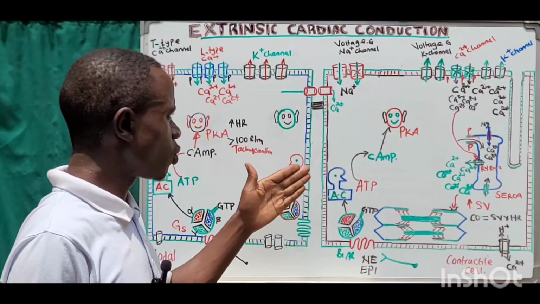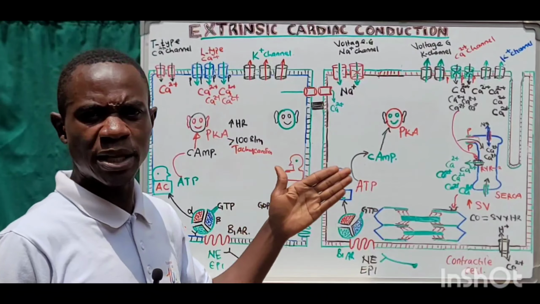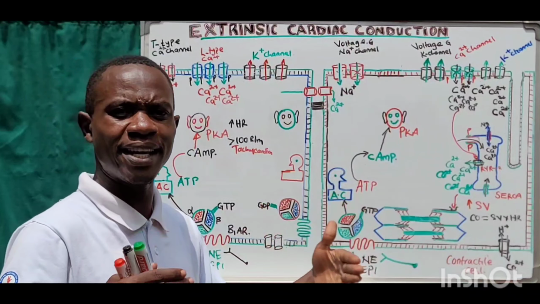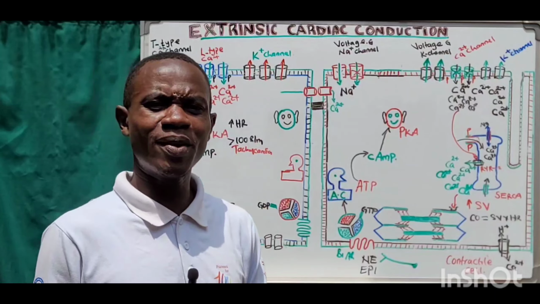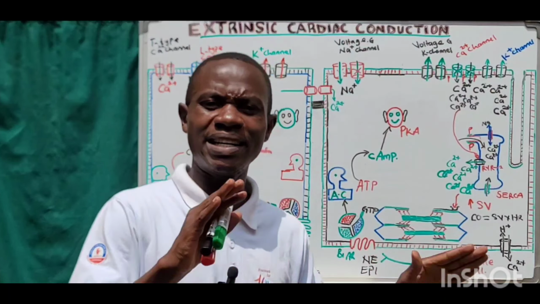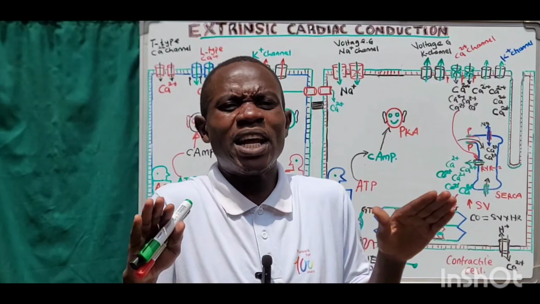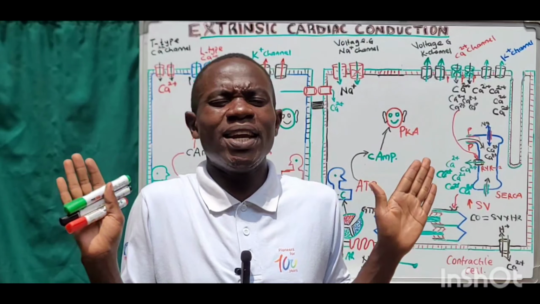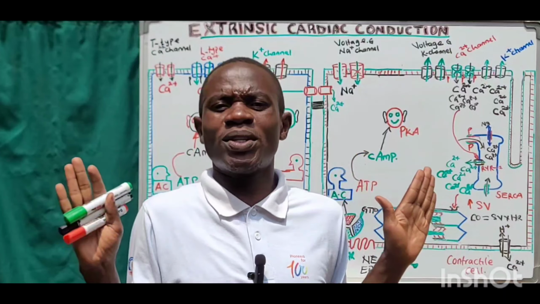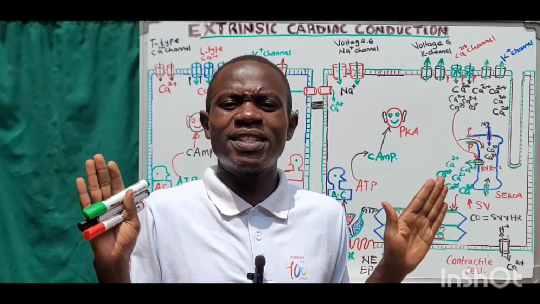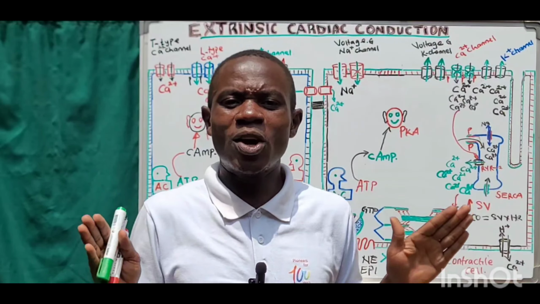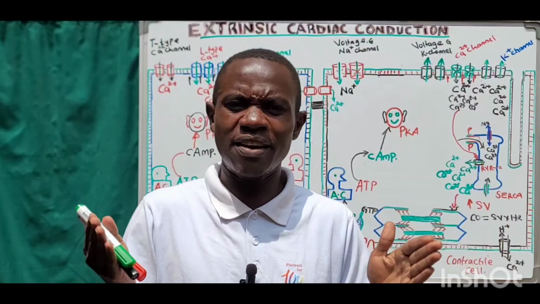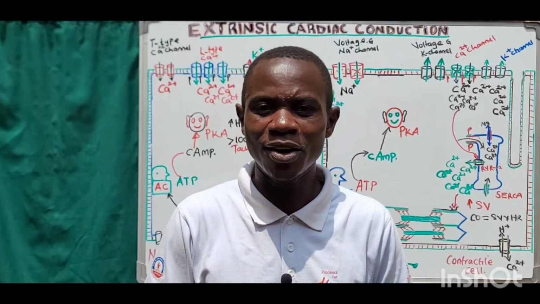Okay? Now that we have seen the effect of the sympathetic nervous system, which is the fight or flight system, let's go ahead and see the parasympathetic nervous system. Now, we pretend that we are seated, we are chilling, we have no problem, everything is sorted. The parasympathetic nervous system is now going to be taking over.